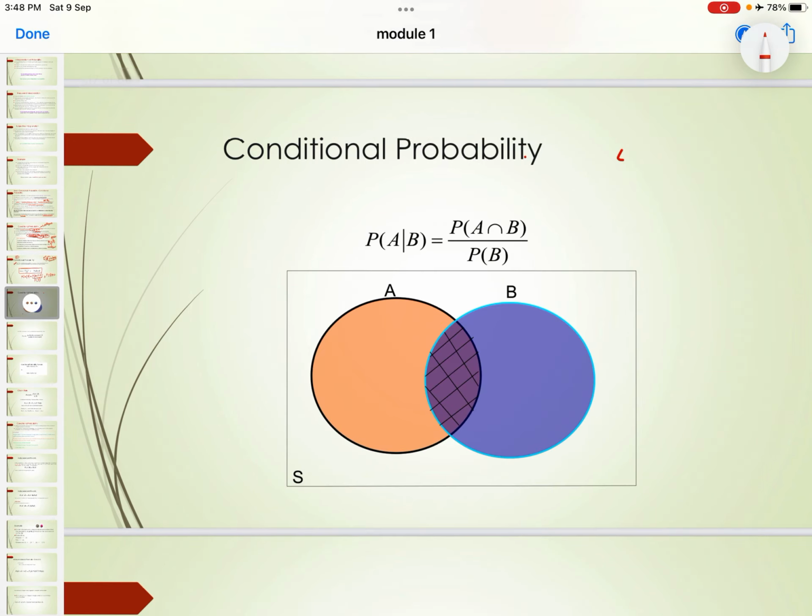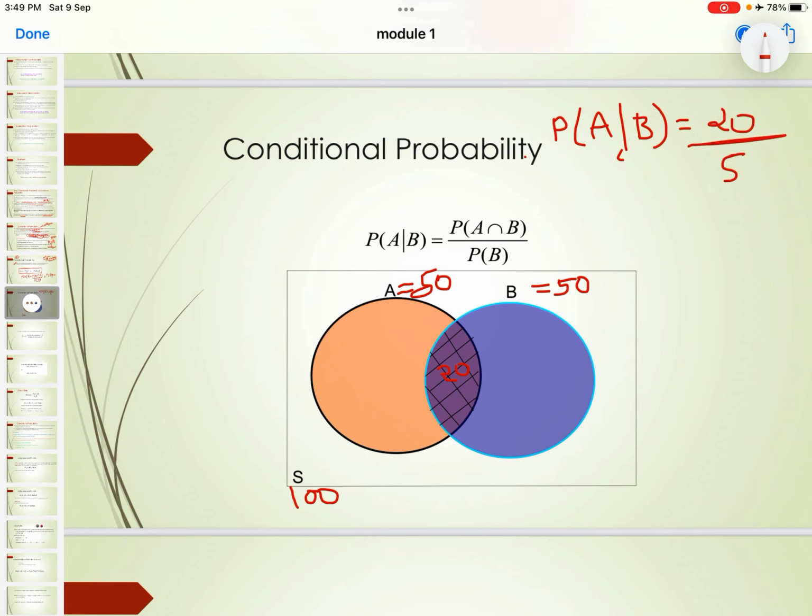Now, conditional probability: this is your sample space. Suppose there are 100, A is 50, B is 50, and the intersection is 20. So the probability of A given B is the probability of A intersection B, that is 20, upon the probability of B, that is 50. Your answer will be 2 by 5 is the probability of A given B.